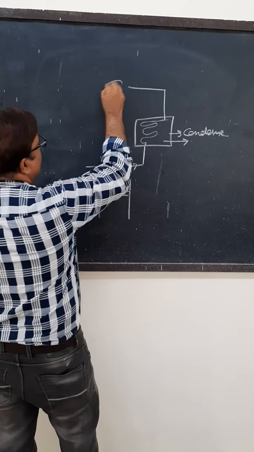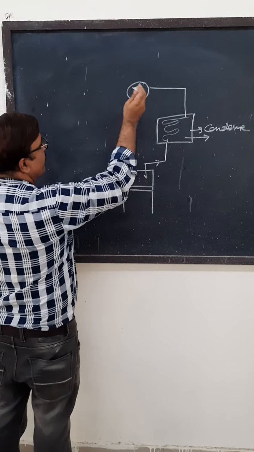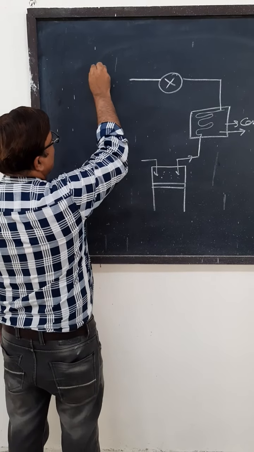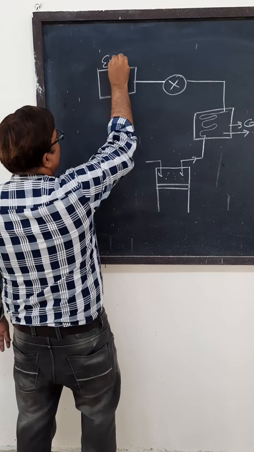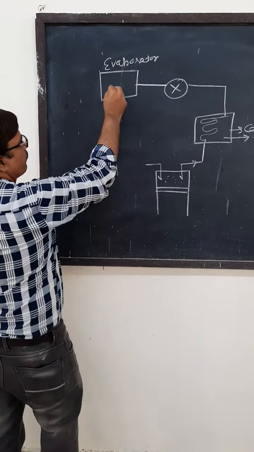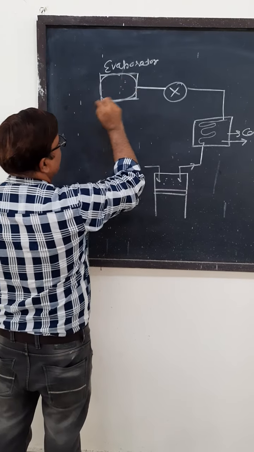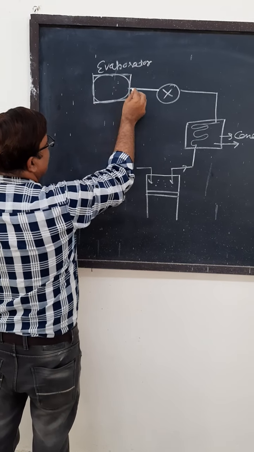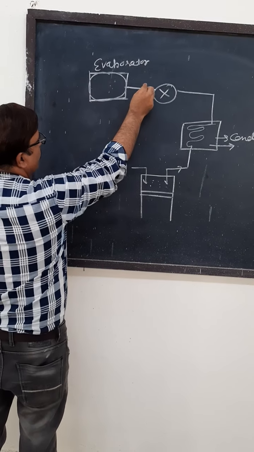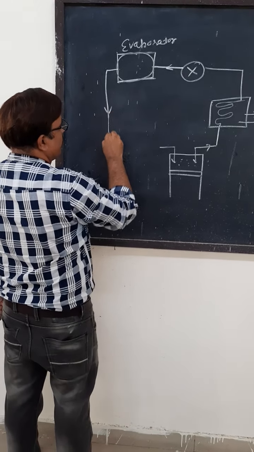After this, it will pass through the expansion valve. The main function of the expansion valve is to reduce the pressure. When the pressure is reduced, it will pass through the evaporator. The main function of the evaporator is to absorb the heat from this enclosed space. When the refrigerant is passing through the evaporator, it will absorb the heat from there. Its temperature and pressure are going to increase again. So the liquid phase which is coming from the condenser is again converted into vapor refrigerant.